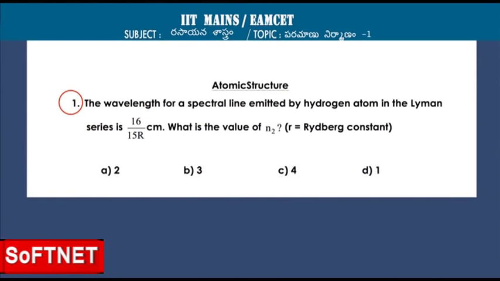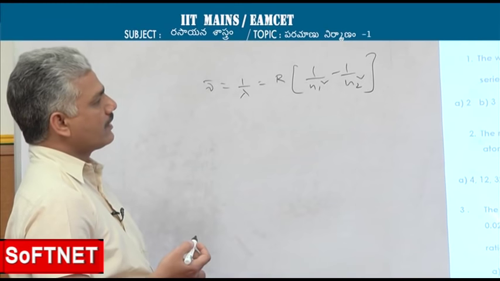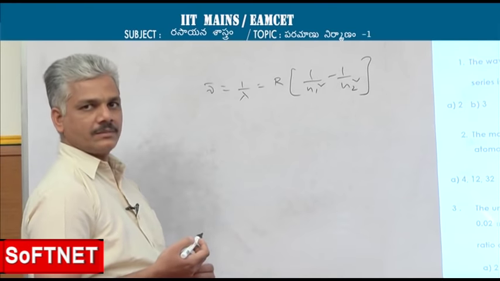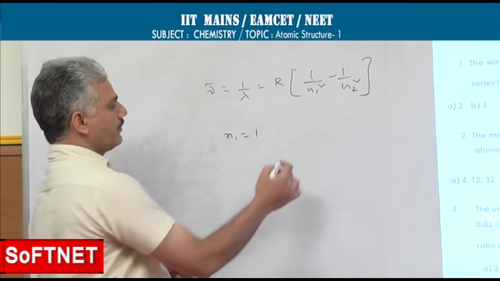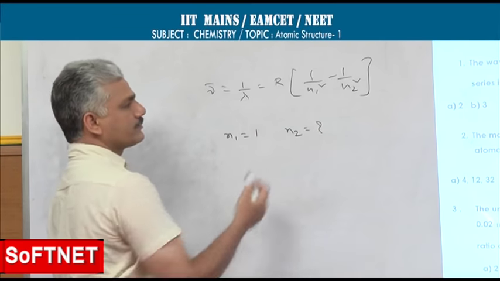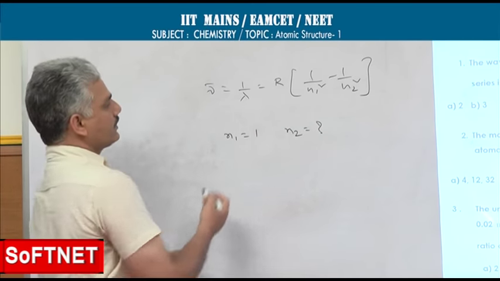The wavelength for a spectral line emitted by a hydrogen atom in the Lyman series is given as 16 by 15 R. What is the value of N2? Where R is taken as the Rydberg constant. This question is based on Rydberg's equation. As the spectral line is in the Lyman series, the N1 value is fixed at 1. We have to find out the N2 value. So, for that we can proceed like this.